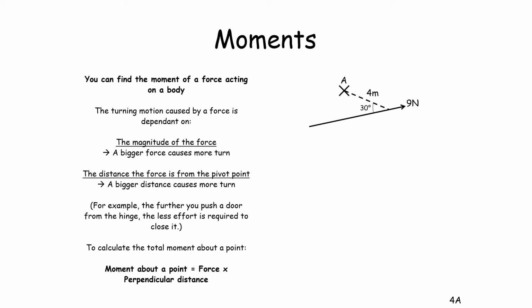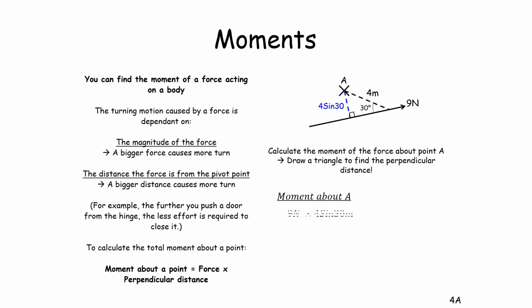Okay, so let's have a look at this one. Why don't you pause the video, draw the diagram, and see if you can label the perpendicular distance. Here obviously the 4 meters is not the perpendicular distance, so we draw a right angle triangle to work out the perpendicular distance. 4 meters is the hypotenuse, and this is the opposite side. So the perpendicular distance will be 4 sine 30. 4 sine 30 is actually just 2. So 9 times 2, that'll be 18. So we'll have 18 Newton meters going anti-clockwise.